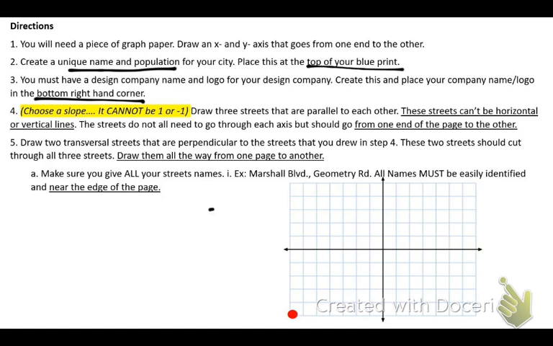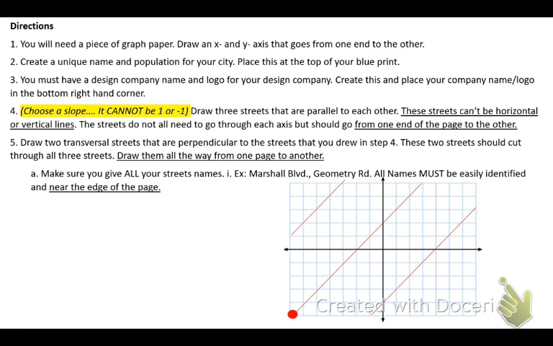I already have examples. So I would connect, here we are. Connect the dots. You would do this 3 times. So here are my 3 parallel streets. If you notice, they do not go through each axis. So this one doesn't even touch any of the axes. This goes through both. And this one goes through both. But they don't have to go through each axis. There's the x-axis and the y-axis. That's what it means. But they do need to touch one end of the page to the other.